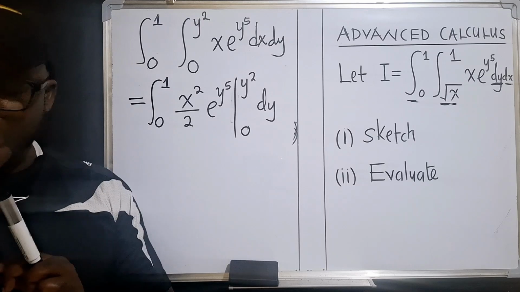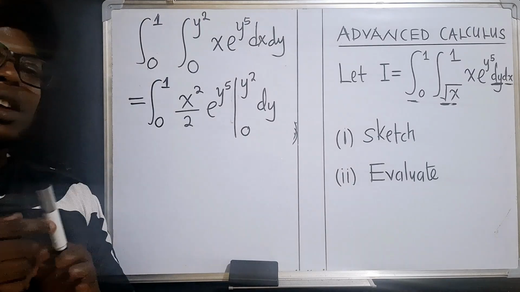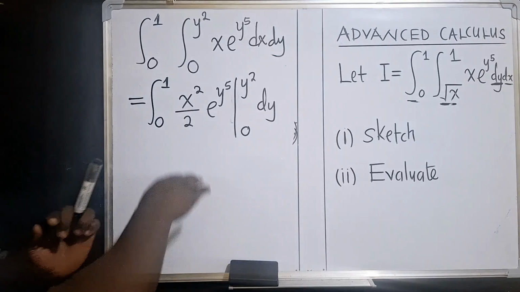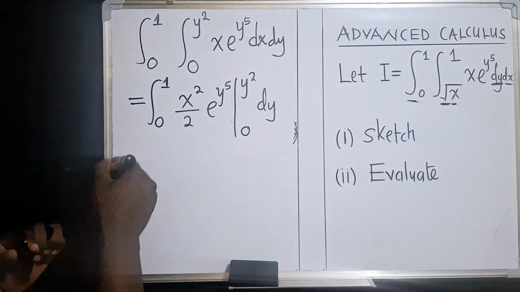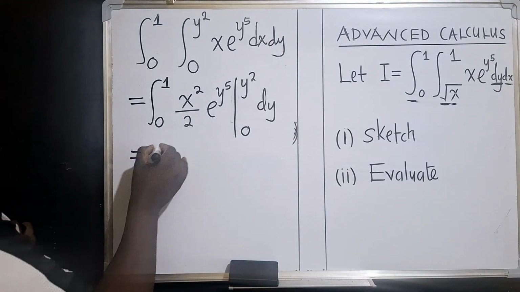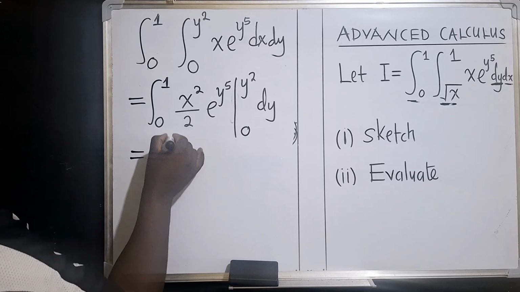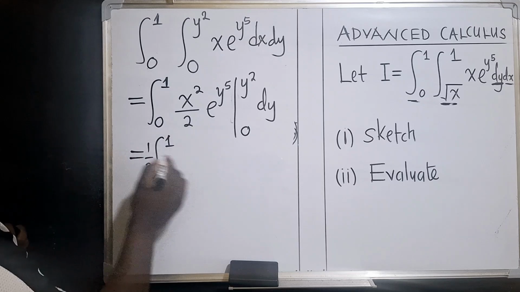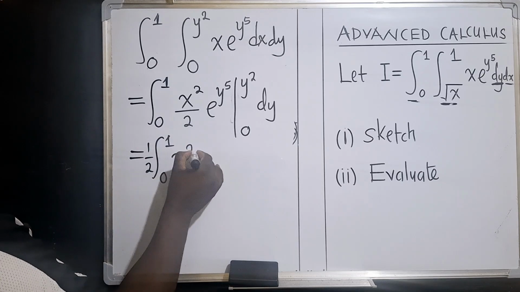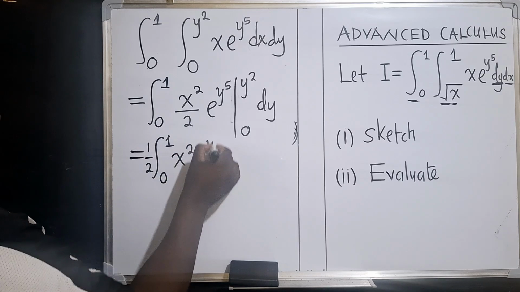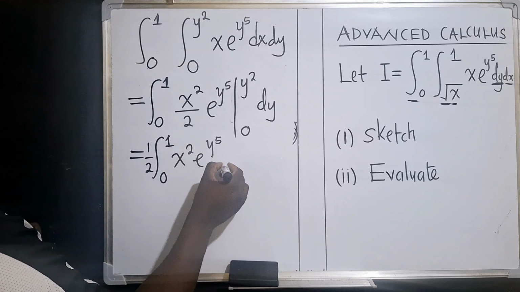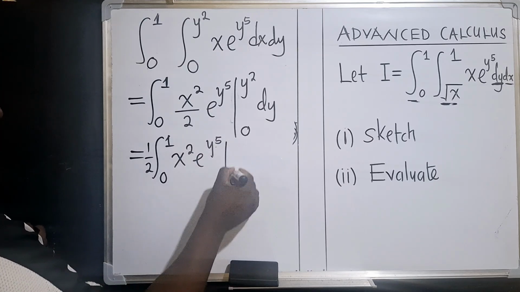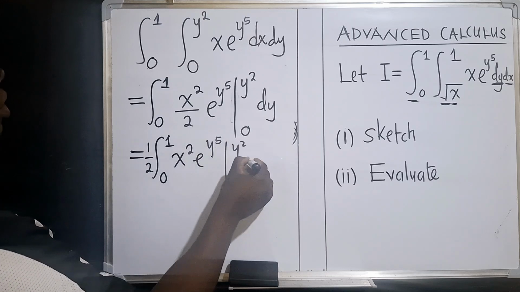To those people, if you've not done the basic calculus, please try to do more research on the basic calculus so that you can understand what I'm doing here. So here we have the integral from 0 to 1. 1 over 2 will come here, times x power 2, e power y power 5, then the limits 0 to y power 2, dy.